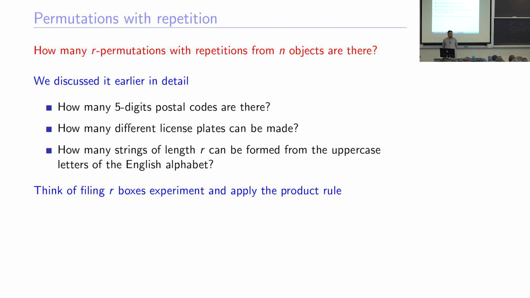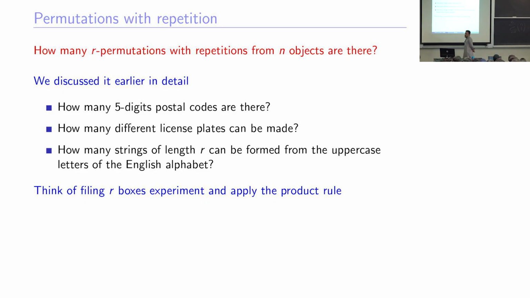We saw this in many different ways. Remember the number of 5 digit postal codes from digits. These 10 objects, we have to choose 5 of them. We have to report all different arrangements of them, but we are allowed to repeat. There could be multiple zeros, multiple 9s and multiple 8s and so on. How many different license plates can be made? How many different possible English words, meaningless or meaningful, can be made with 5 characters, like 4 A's and a B, or 3 A's and 2 B's, or 3 A's, B, C, all different types of things.